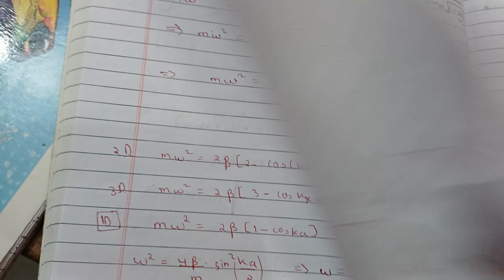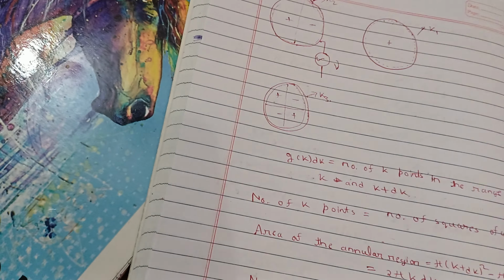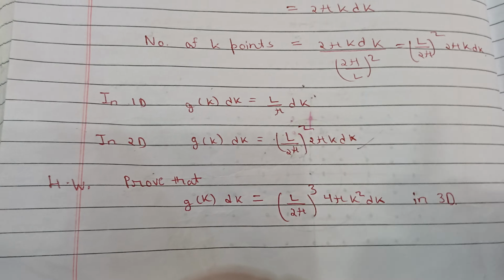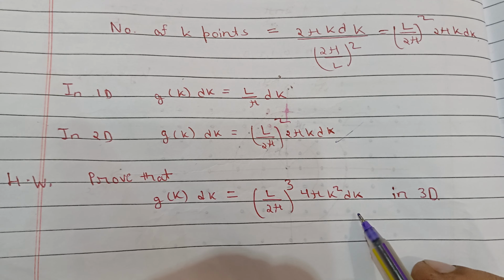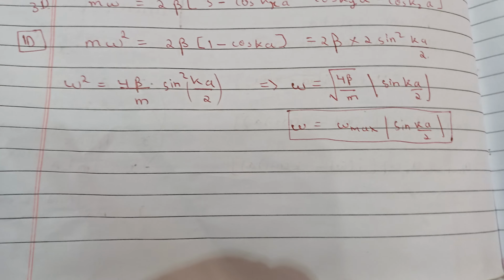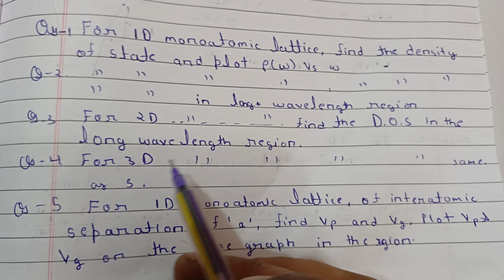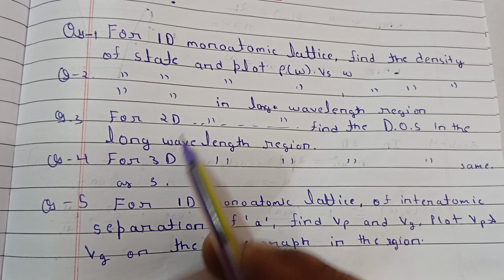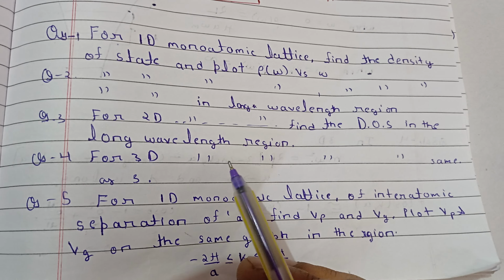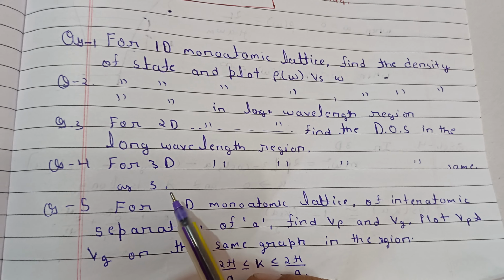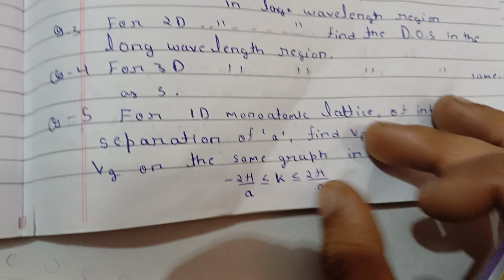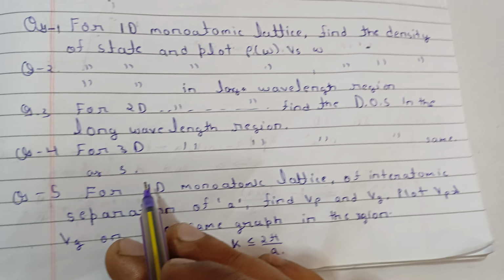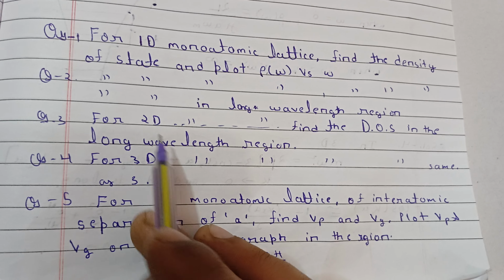For 1D, we know the formula, that was this. For 2D you will get this formula, 2 pi k dk. And for 3D you will get this formula. So you just apply it, find the relation between dk and d omega, substitute, and you will get the answer. The same for 3D you will find. Let's see the fourth question, for 3D, same as 3.